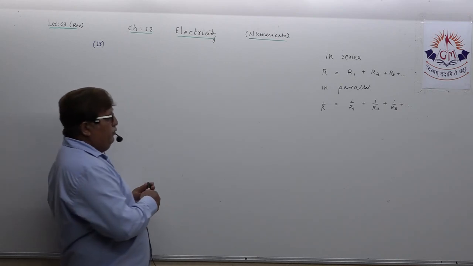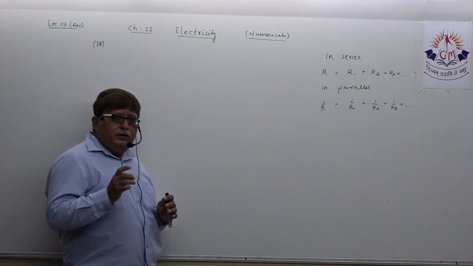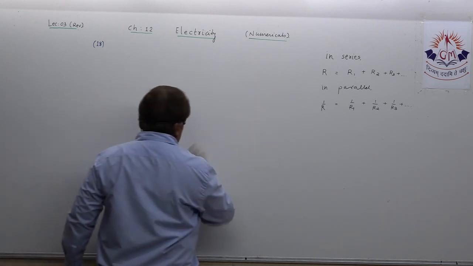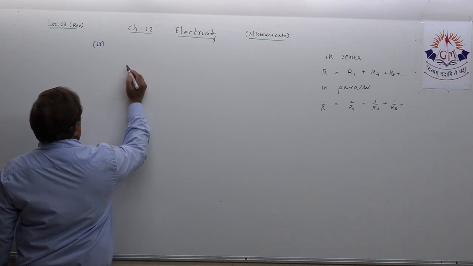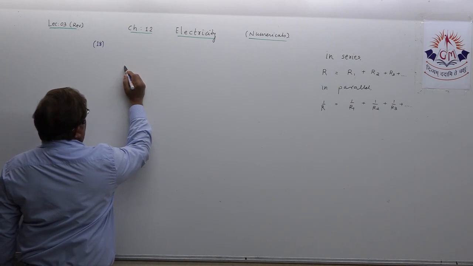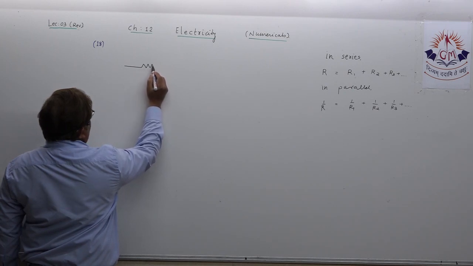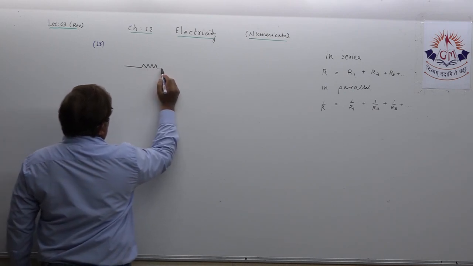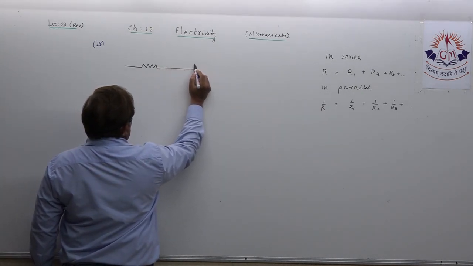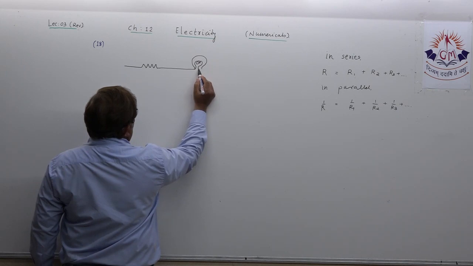So dear student, the first very important thing is to draw the schematic diagram. Let us draw first. Suppose here I show a conductor of 4 ohm resistance, then I will show an electric bulb. How to show that you know very well, right?